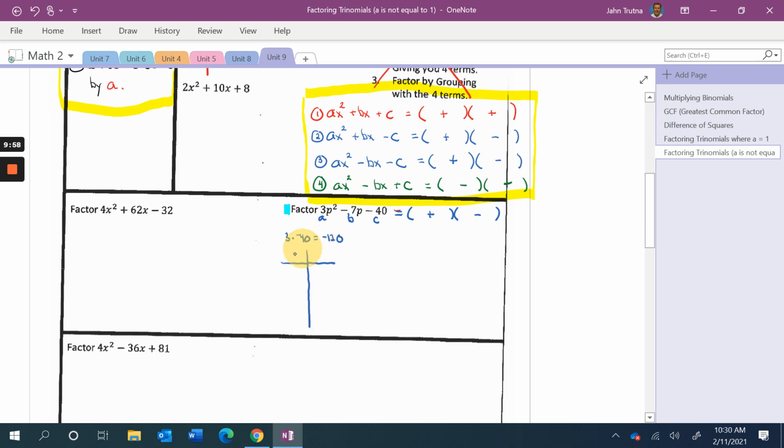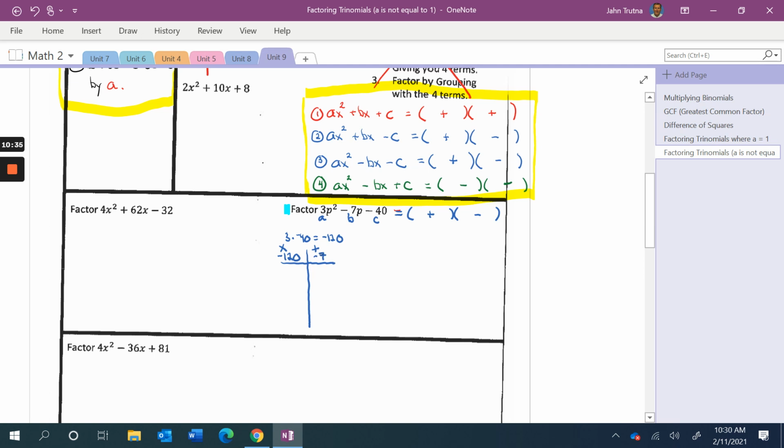Okay, take that value, negative 120, that's going to be your first column, and that's going to be for multiplication. And then remember, in the second column, when you do your factor t-chart, you always put the b value, which is negative 7, and that column is going to stand for addition. So now what do we have to do to find my factors? I have to find a pair of numbers, so two numbers that multiply to make negative 120, but at the same time add to make negative 7.